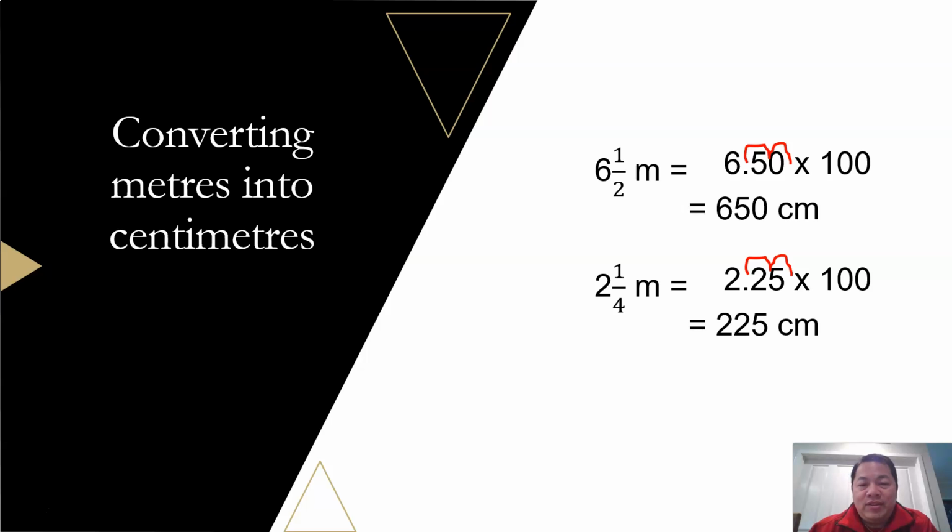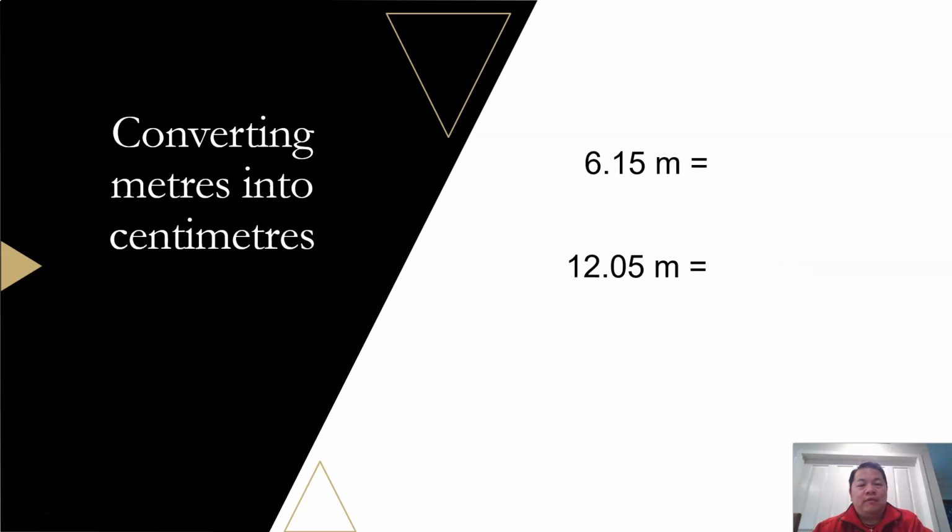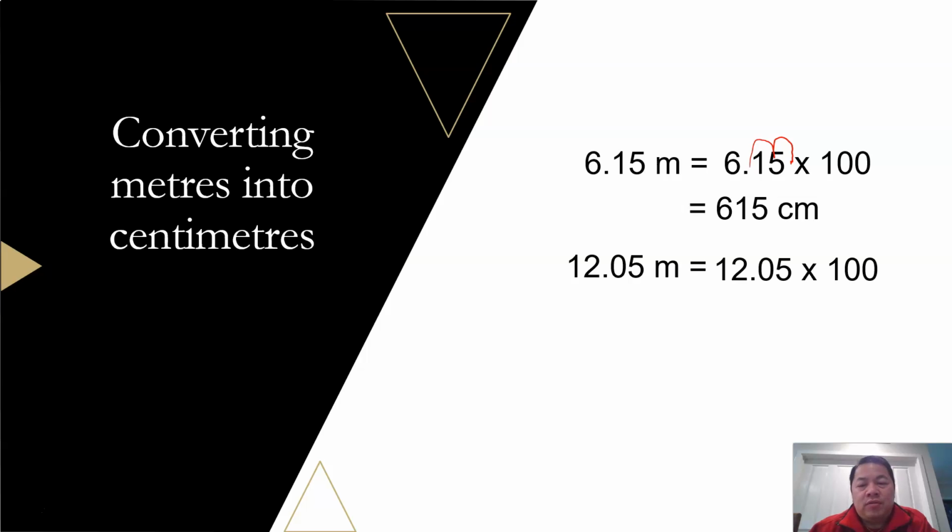Moving on, you want to convert meters into centimeters in decimal form. Same thing, quite straightforward, because you multiply by 100. You move the decimal place twice to the right. That's how you get 615 cm. And 12.05 meters, you times 100, you move the decimal place twice again, you get 1,205 cm.